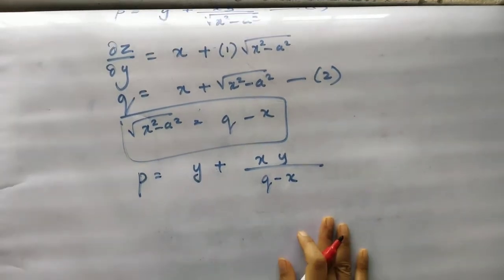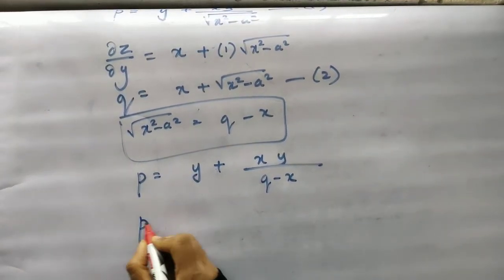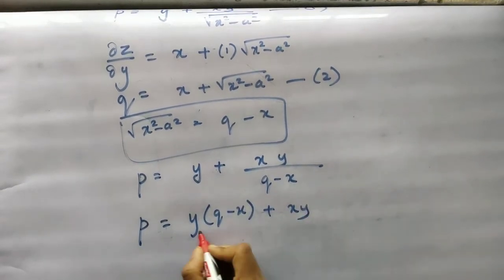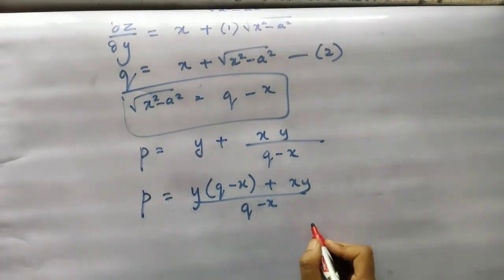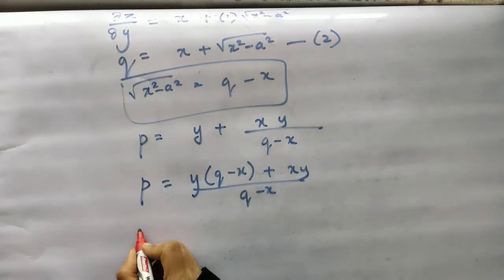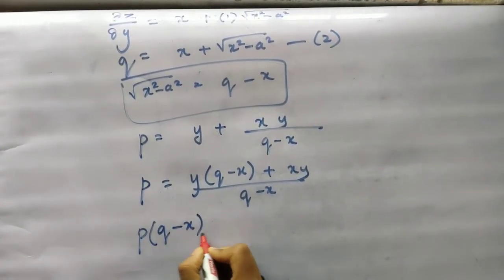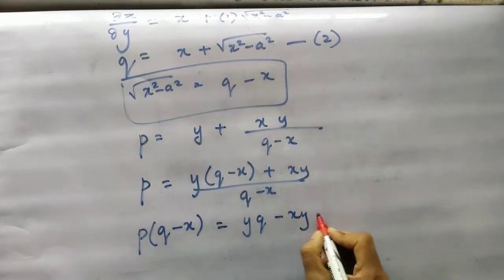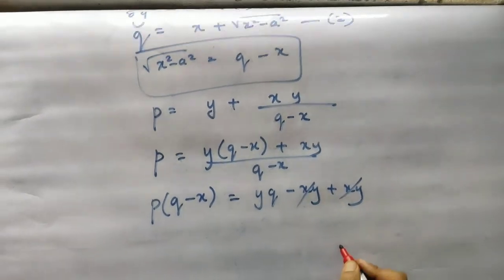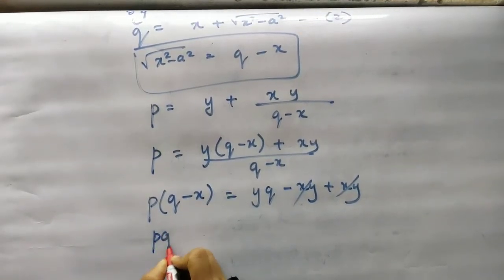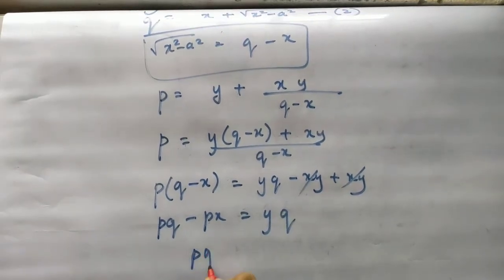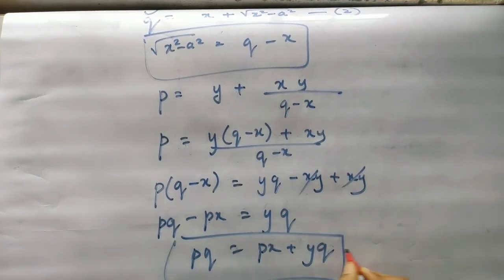Take the LCM and separate and simplify it. Okay. So p is equal to y into q minus x plus x into y divided by q minus x, taking the LCM. Now taking this denominator to the left hand side, p into q minus x is equal to, let's multiply the bracket here, y into q minus xy plus xy. Plus xy minus xy will get cancelled. Here also p into q minus p into x is equal to y into q, or pq is equal to px plus yq. This is the required PDE.